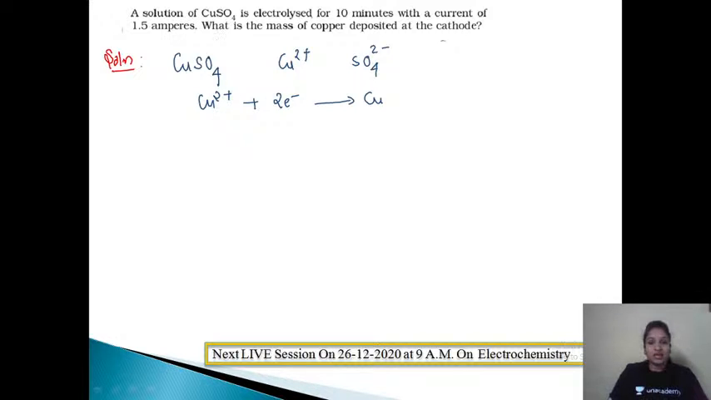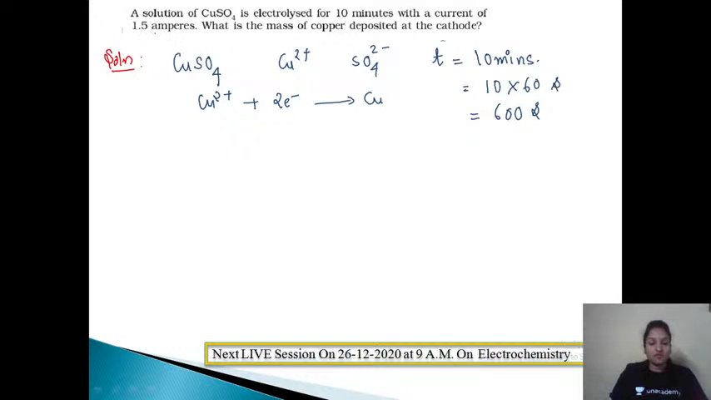Okay. Now electrolyzed for 10 minutes. So time given is 10 minutes. But as I said, this time should be in seconds, right? The time should be in seconds. So 10 into 60 seconds. So it will be 600 seconds.